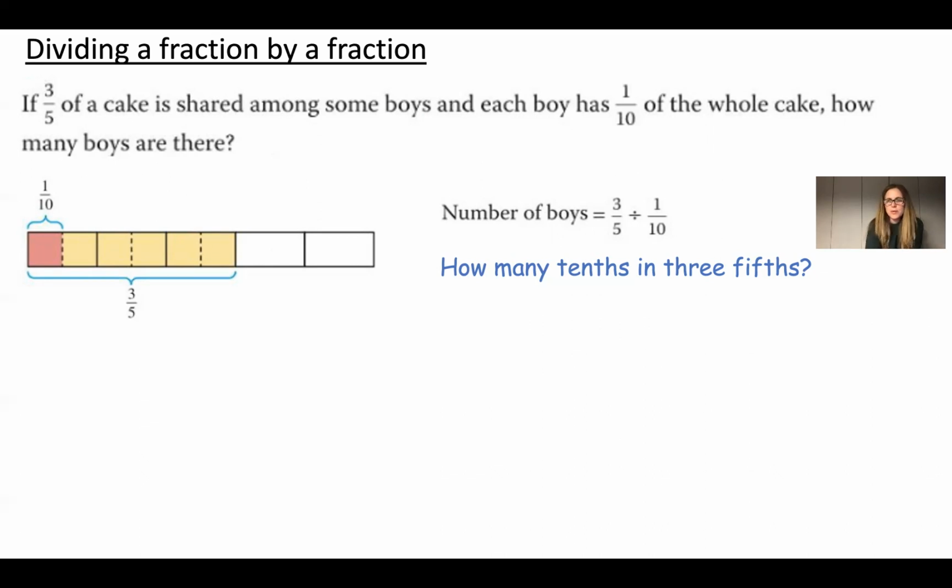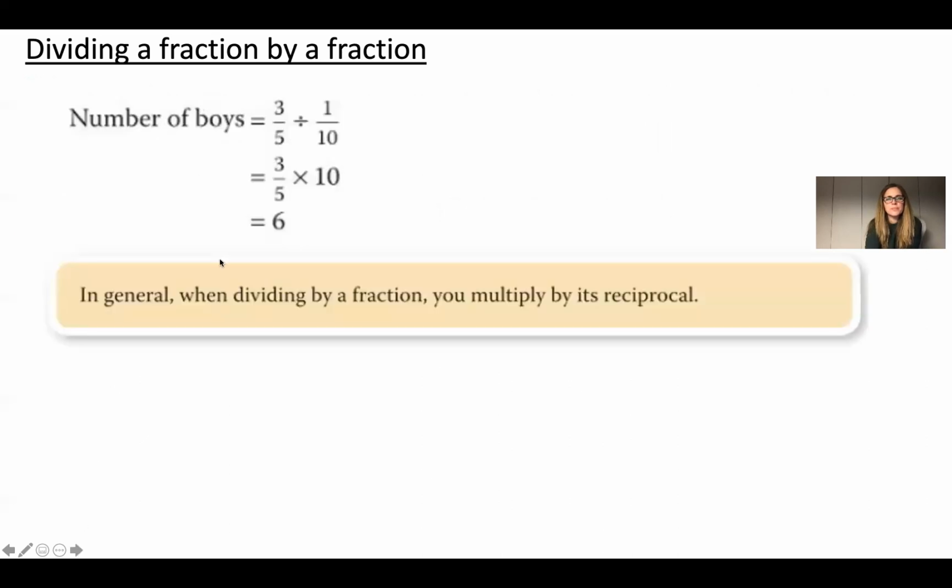Now that, without a bar model, is a really difficult question to get your head around. And frankly, it's quite hard even with the bar model. But by drawing it out, we can see that this is the amount of cake that was shared. We know that each boy had 1/10. So therefore, we can see that there are 6. Let's have a look at the calculation. 3/5 divided by 1/10 is the same as 3/5 multiplied by 10. So the answer is 6. There are 6 boys.